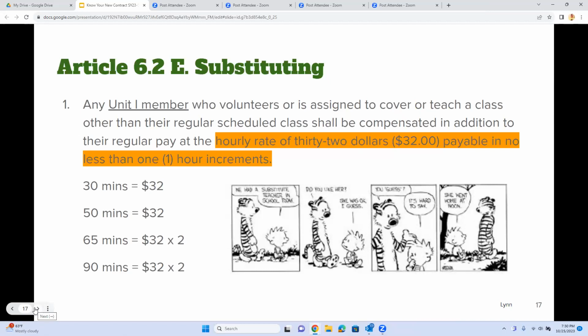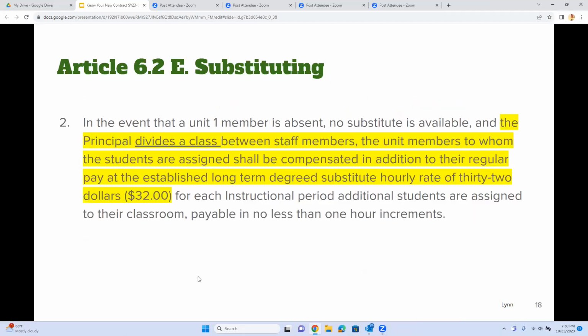The other thing is if they split a class between you and another teacher, you both get that sub pay, both of you.